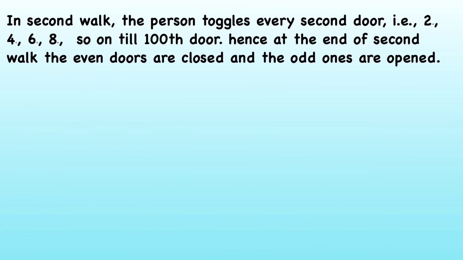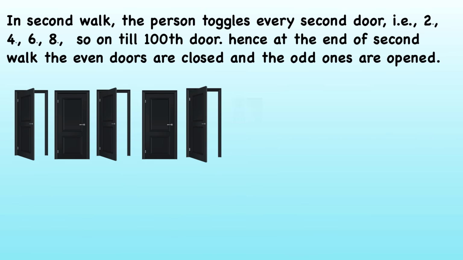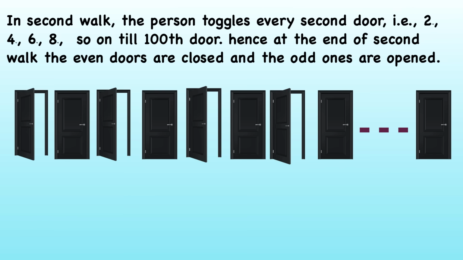In the second walk, the person toggles every second door, that is second, fourth, sixth, eighth, and so on till the 100th door. Hence, on the second walk, the person only visits the even doors. So at the end of the second walk, the even doors are closed and the odd ones are open.